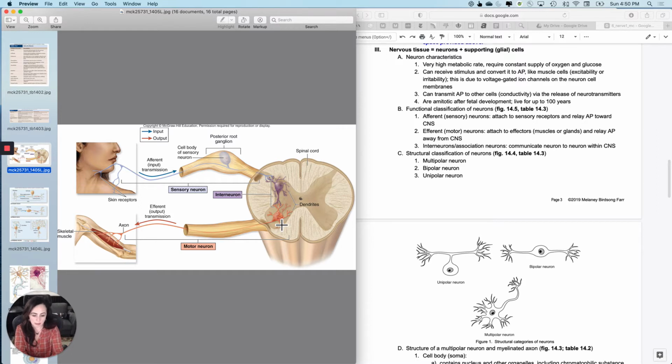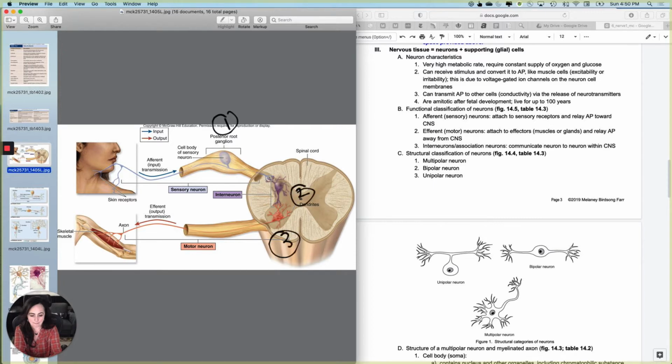Neuron 1, neuron 2, neuron 3. Okay, so what are they doing? This one, neuron 1, is sending information toward the central nervous system. So is that afferent or efferent? It is afferent, right? It's sensory. It's sending information toward the central nervous system. That makes it sensory. So this neuron right here, number one, is a sensory neuron, and it's never going to do anything else. It's going to be sensory.